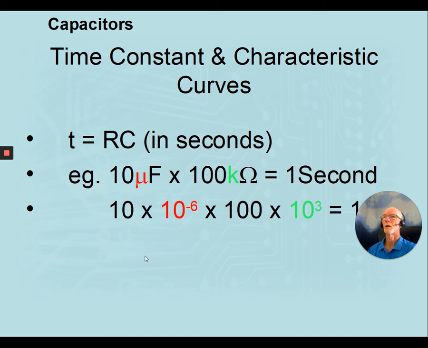So the time constant of a capacitor is equal to RC in seconds. So if we had a 10 microfarad capacitor and a 100k ohm resistor, we multiply them together and we get 1 second.